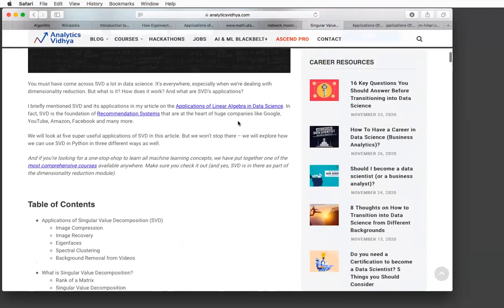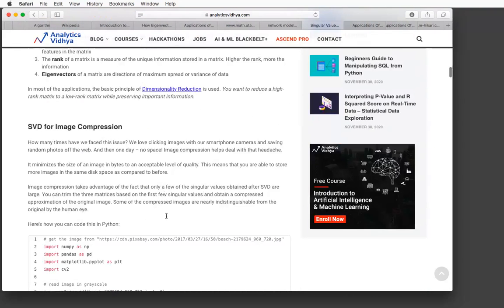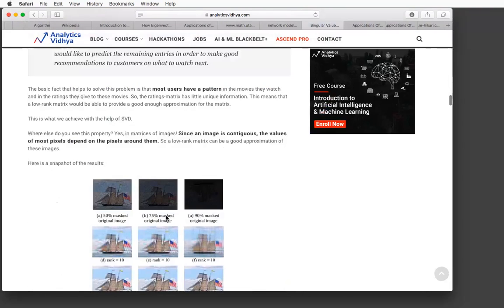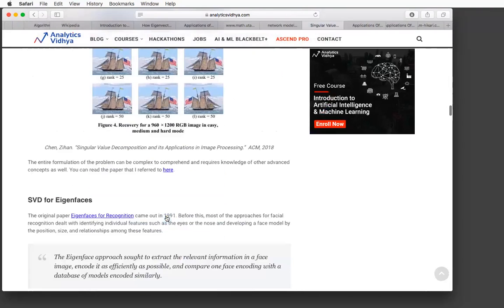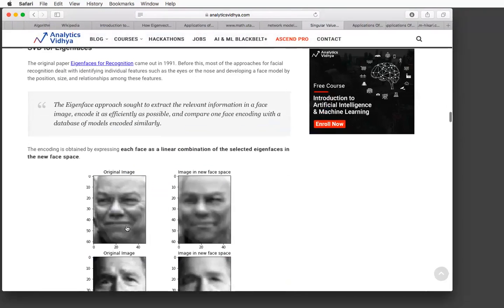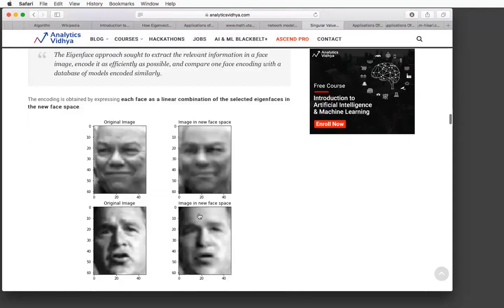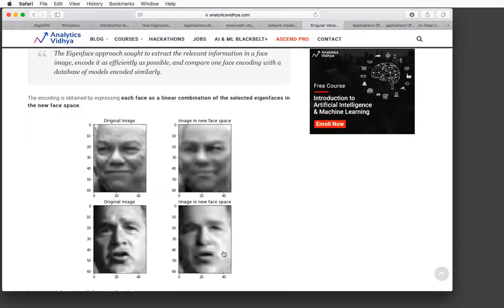So for instance, if we have image compression, let me see. Eigenfaces, maybe. So this was the original image, and we have rescaled it. You can see that this is a little bit blurred. And this is a different image. If the original image was this one, then we have the corresponding matrix.